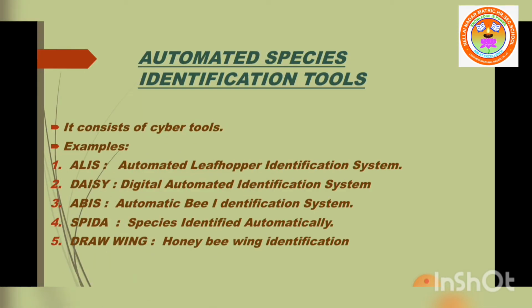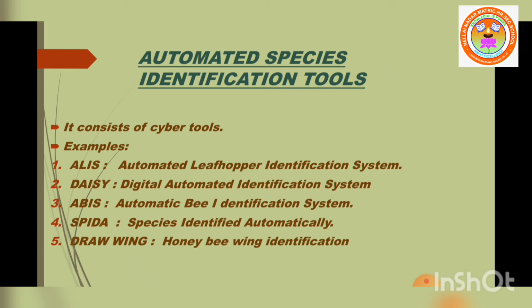So next, automated species identification tools. It consists of cyber tools, for example, ALIS, DAISY, ABIS, SPIDA, DrawWing, etc. ALIS, Automated Leafhopper Identification System. What is the next one? DAISY, Digital Automated Identification System.